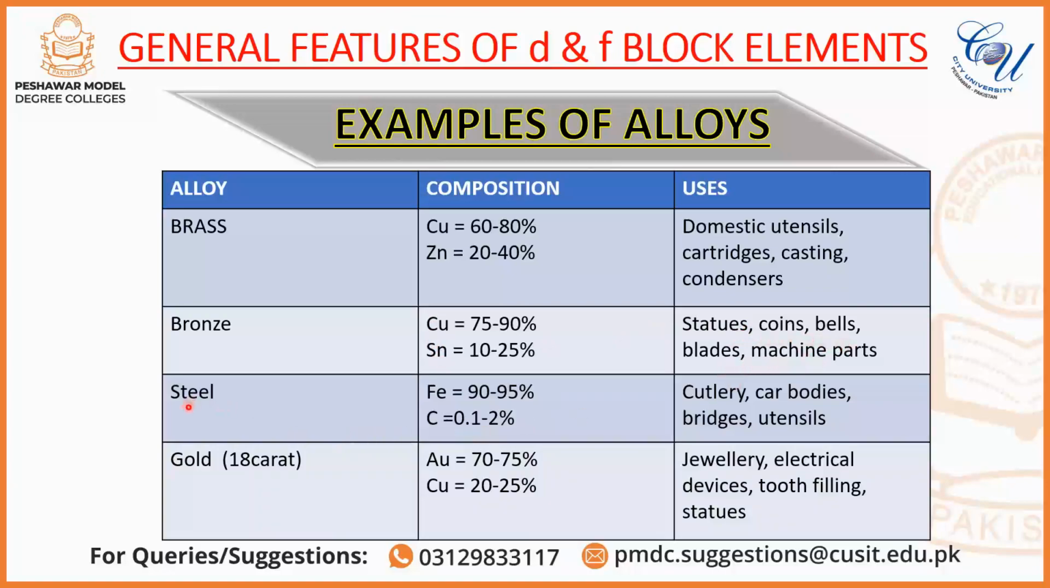Next example is of steel, which is most widely used alloy. It is the alloy of iron and carbon. It is used in making cutlery, car bodies, bridges and utensils. Next one is gold, which is made up of gold and copper, and it is used to make jewelry, electric devices, tooth fillings and statues.